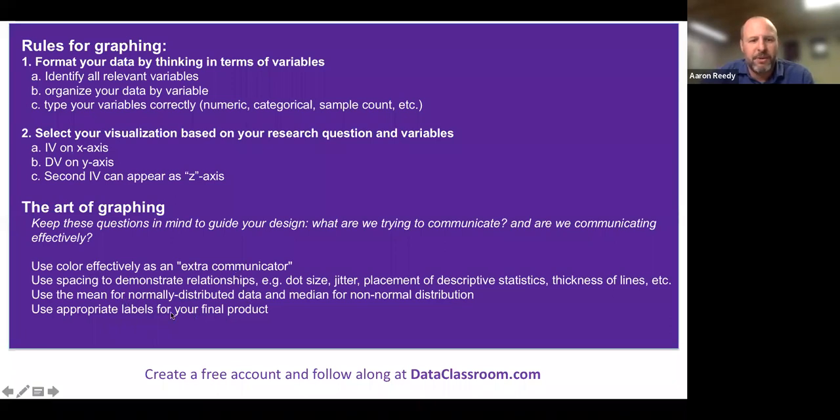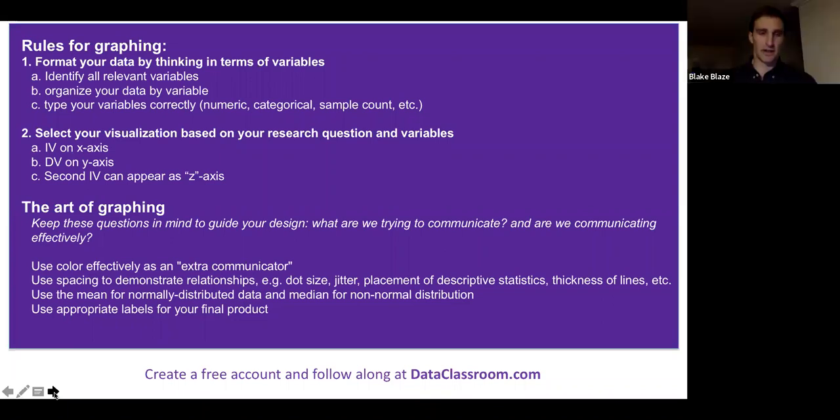And then when you're choosing to display a measure of central tendency, I think in general, if you have normally distributed data, you probably want to show the mean. If you have really non-normal data or otherwise kind of wacky data, sometimes it's better to show a median. And then use appropriate labels for your final product. By that, I really mean to think about physically, where is the graph going to appear? Is it going to appear on a poster and be quite large? Is it going to appear in a paper where the graph is going to be quite small? As you think about how to size your axis labels, that can come into play.